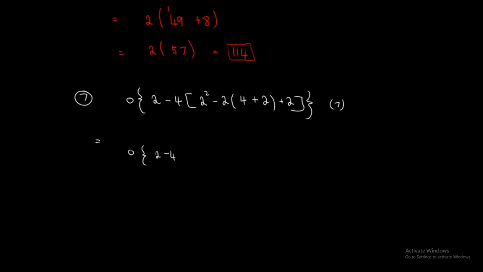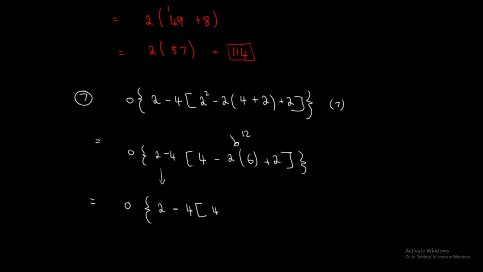Okay, so if this thing was 7 marks, let's solve. 2 to the power of 2 is 4, so I can already write that 4. 2 multiplied by 4 plus 2 is 6 plus 2, square bracket, squiggly bracket. Now 0. I'm going to leave this 2 because I cannot solve it yet. It's still waiting in line. Minus 4. Now let's solve the inside of this parentheses. If I multiply these two values, it gives me 12. So it's going to be 4 minus 12 plus 2, square bracket, squiggly bracket.